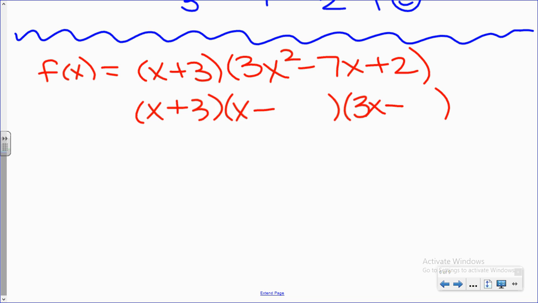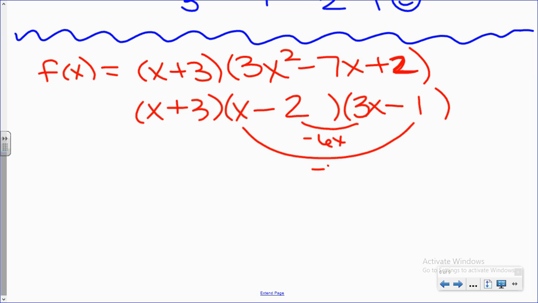Okay? All right, so where does the 1 go? Where does the 2 go? Wait, where did you get a 1 and a 2 from? We need to multiply to 2, and the only way to do that is 1 and 2. Okay? So negative 2 times 3x would give us negative 6x.